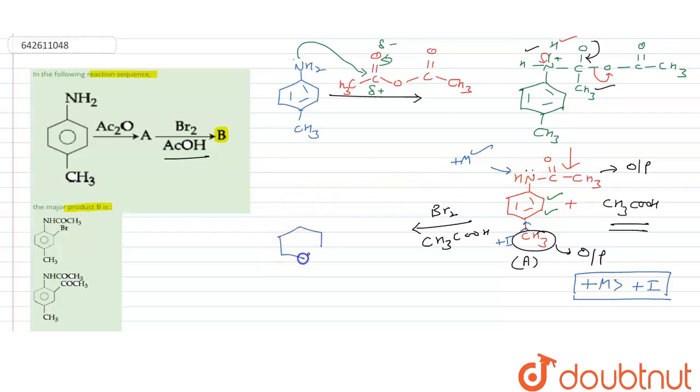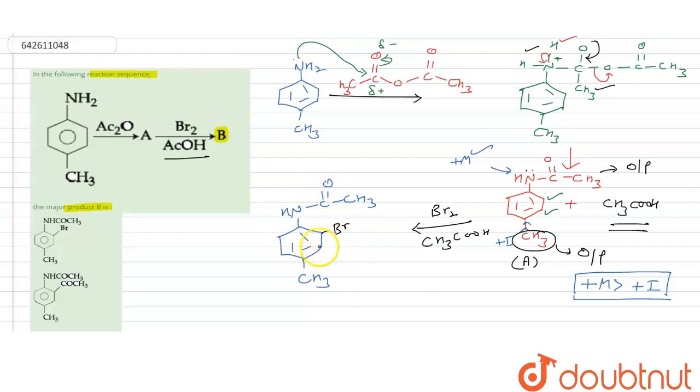So this is our product. This is our benzene ring and this is the nitrogen here, NHCOCH3, and this is our CH3. Now you can see the para position is blocked, and this is the position where bromine will attach. So now I can attach bromine here.